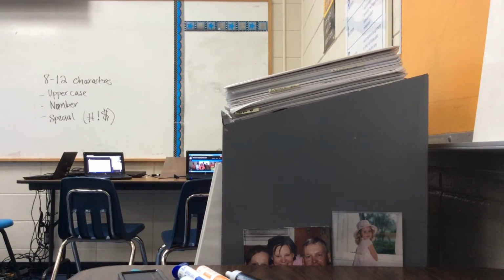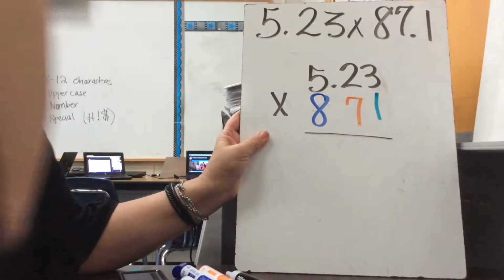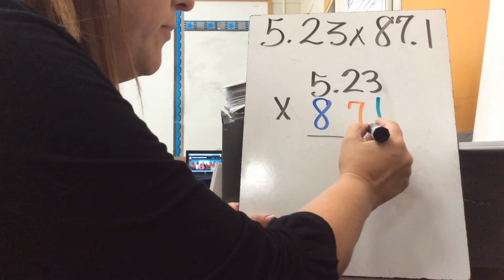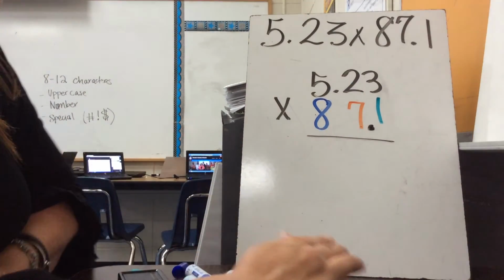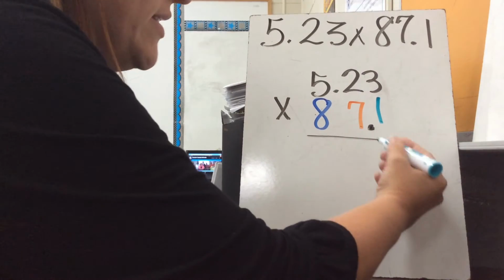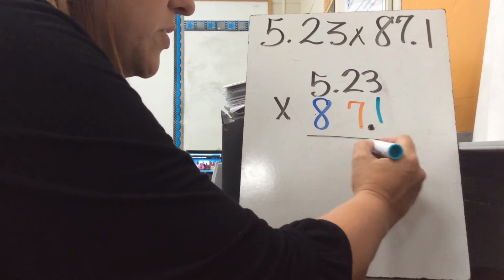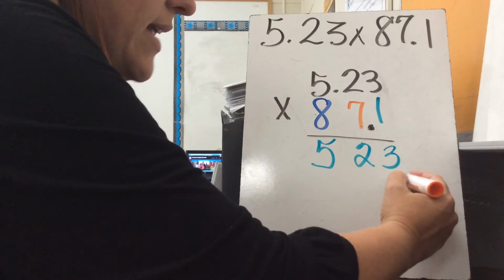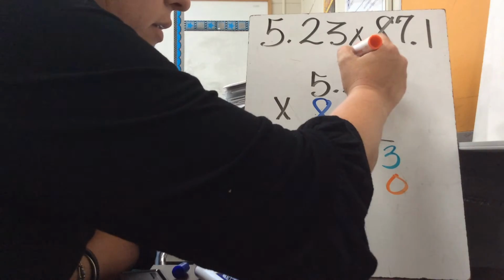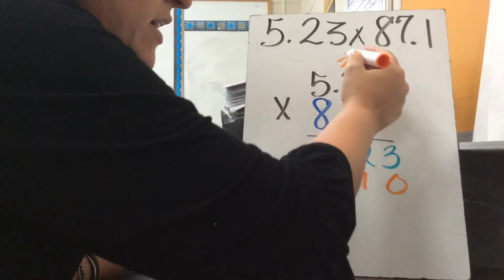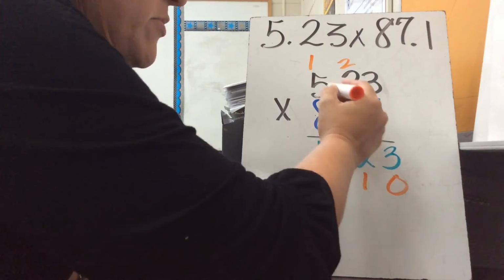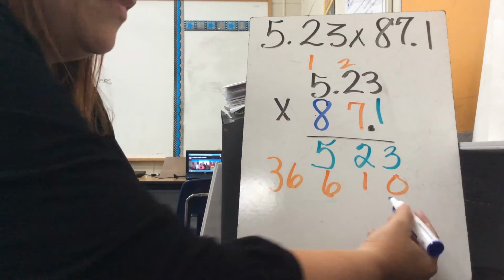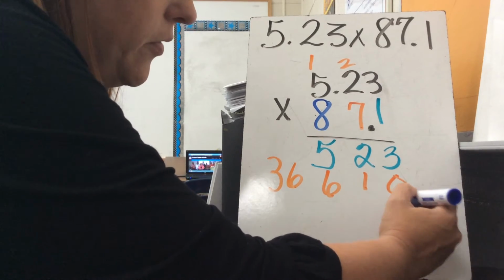All right, let's look at this one. Okay, again, we're going to ignore those decimals where they're at. So I'm just going to start multiplying. 1 times 3 is 3. 1 times 2 is 2. 1 times 5 is 5. Second row, add a 0. 7 times 3 is 21. 7 times 2 is 14, 15, 16. 7 times 5 is 35, 36. Third row, I'm going to add 2 zeros.